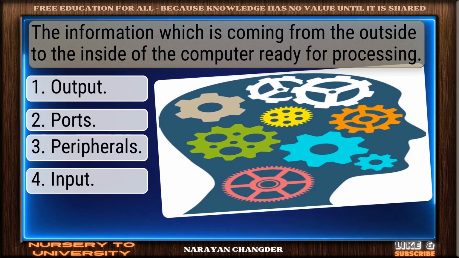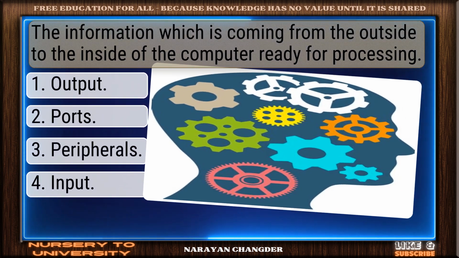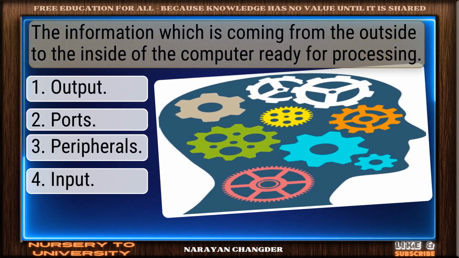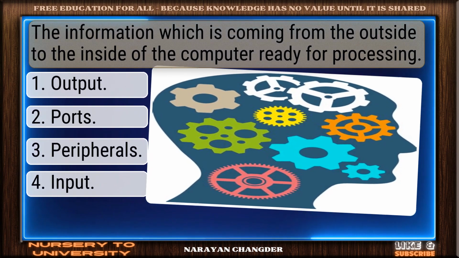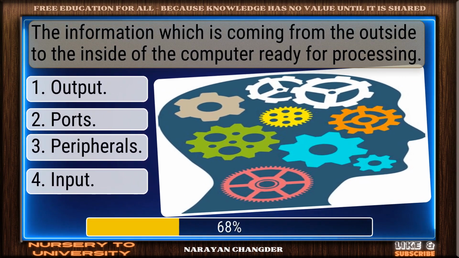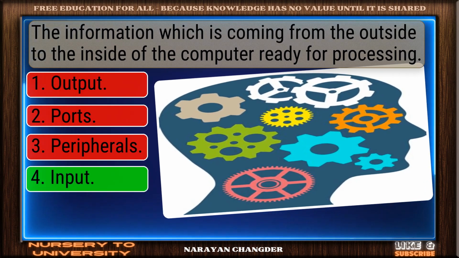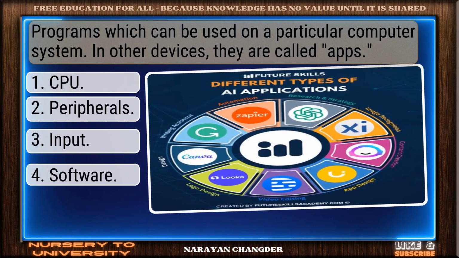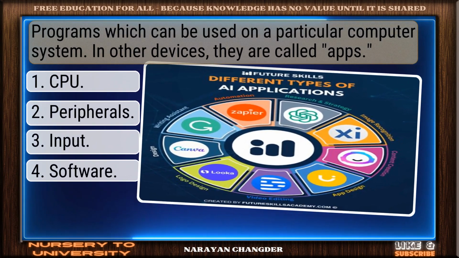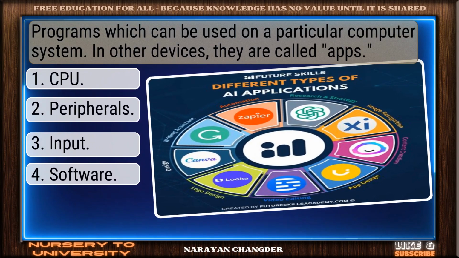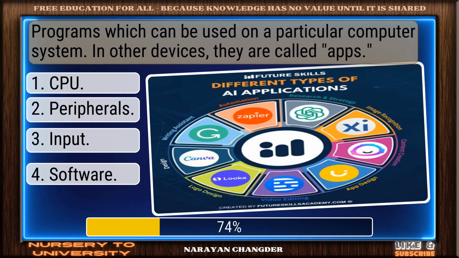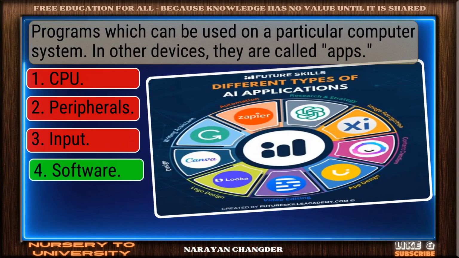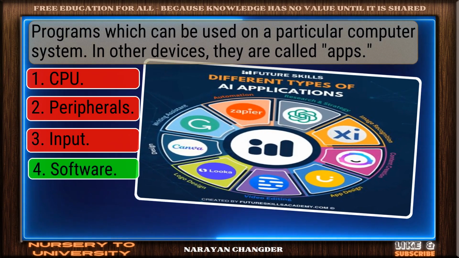The information which is coming from the outside to the inside of the computer ready for processing. Correct. Input is the right answer. Programs which can be used on a particular computer system. In other devices, they are called apps. Right again. Software is a valid answer.